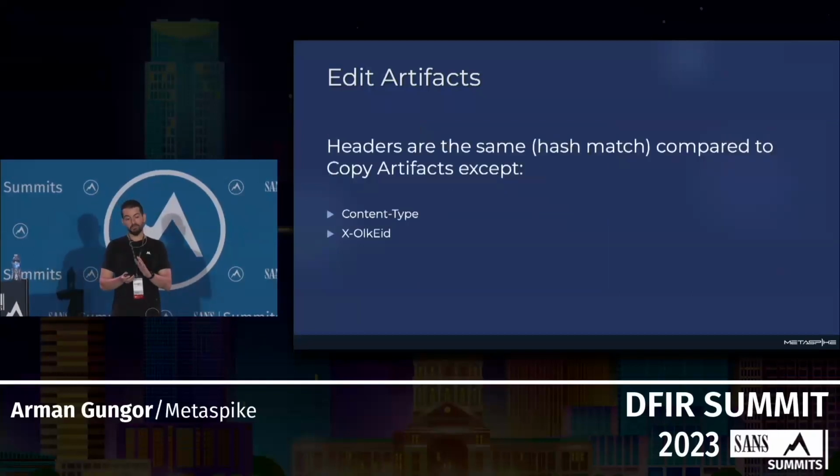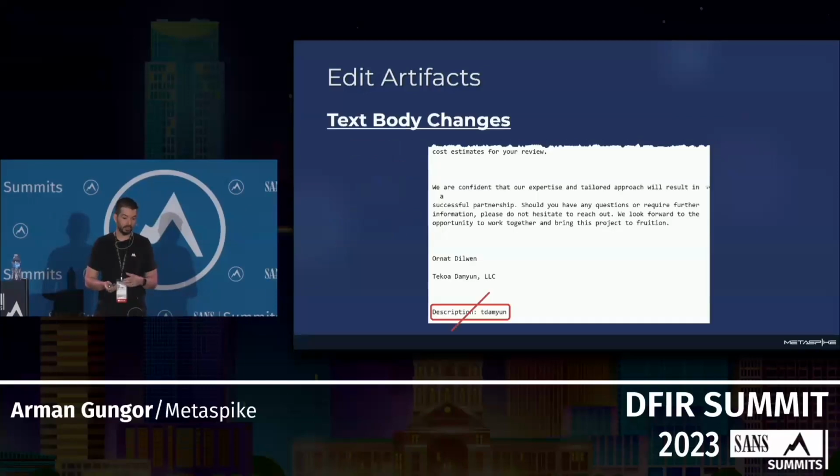Well, we can take a quick shortcut here because most of the artifacts related to the headers are exactly the same. So the headers haven't really changed for the most part. They're actually a hash match compared to the copy artifacts, so we can move past that. A couple of the headers that are dynamic values have been updated. One of them is the XOLKEID header, and the content type contains the MIME boundary, so that has been refreshed essentially.